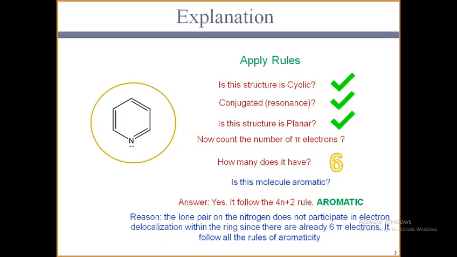Here, why is the lone pair of electrons not considered in the counting of the total number of pi electrons? The reason is the lone pair on the nitrogen does not participate in the electron delocalization within the ring, since there are already 6 pi electrons available. So we can say it follows the rules of aromaticity, and pyridine is aromatic in nature.